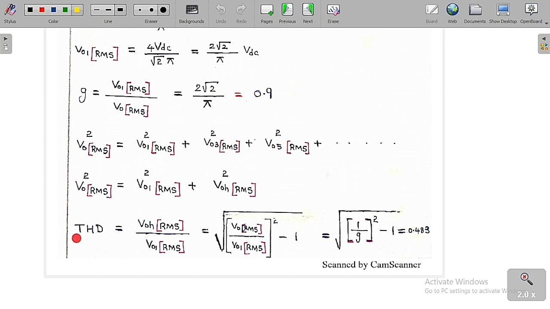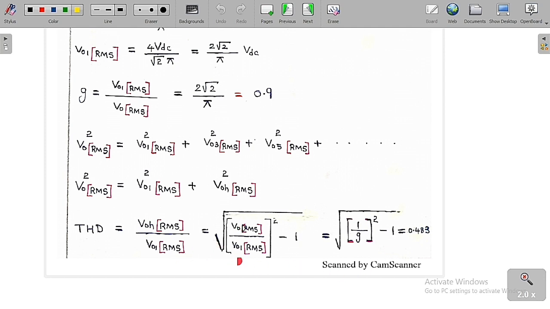Now THD, which I have already told you, is the ratio of the RMS value of the harmonic voltage to the RMS value of the fundamental component. So listen carefully, what is the value of THD? THD is equal to the ratio of the RMS value of the harmonic voltage to the RMS value of the fundamental component.